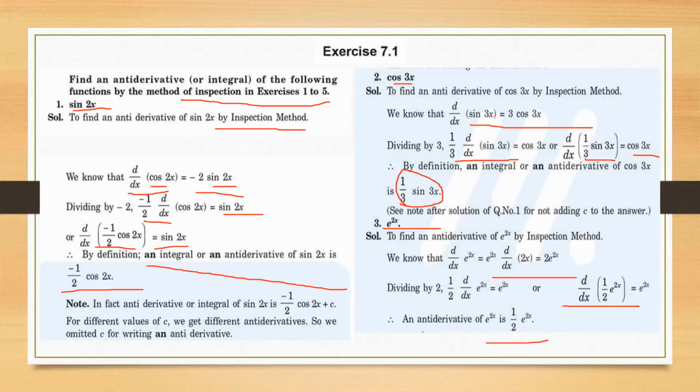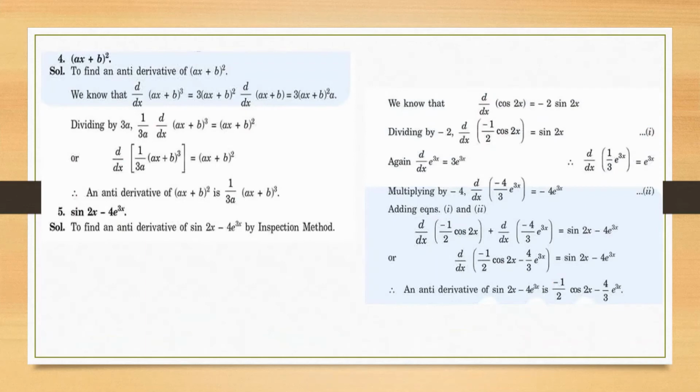Now number 4 is (ax + b) whole square, right? You know the antiderivative of (ax + b) whole square; I'll go for one more power, because I have to compute the derivative of one greater power.